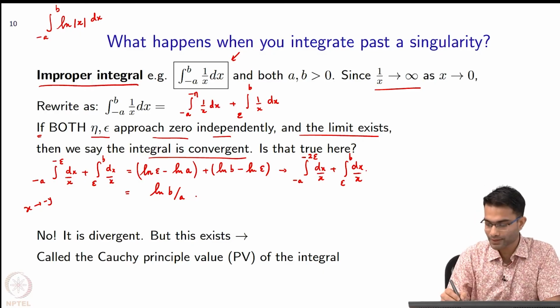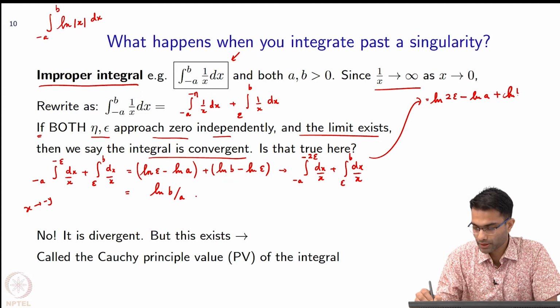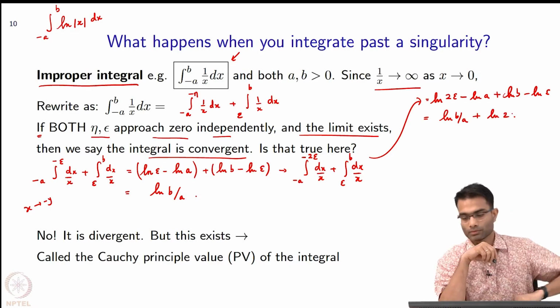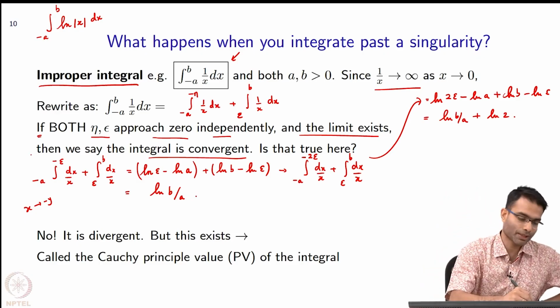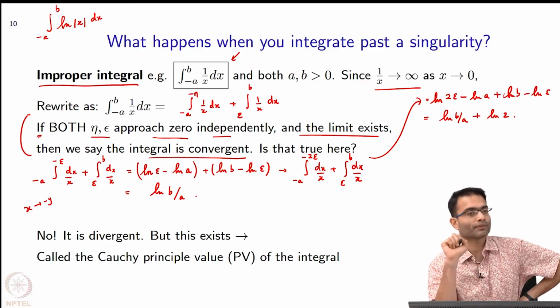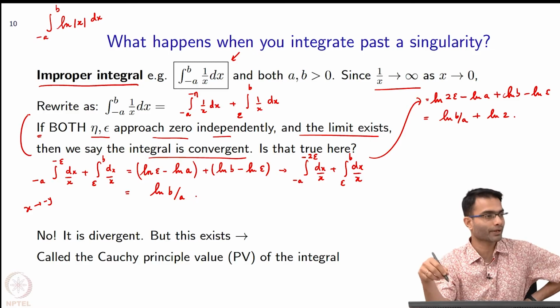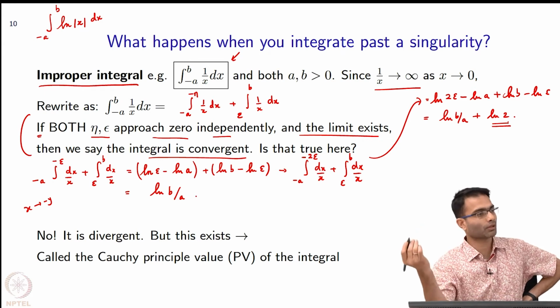Now, when I evaluate this integral, what do I get? I am going to get log of 2 epsilon minus log of a plus log of b minus log of epsilon. So, I got log of b by a plus log of 2. Now you see, appreciate the meaning of this definition. If both of them independently approach 0 and the limit exists, then the integral is convergent. If these two approach at different rates, then this funny log 2 appeared over here. Similarly, if I made it 3 epsilon, I will get a log 3 over there.